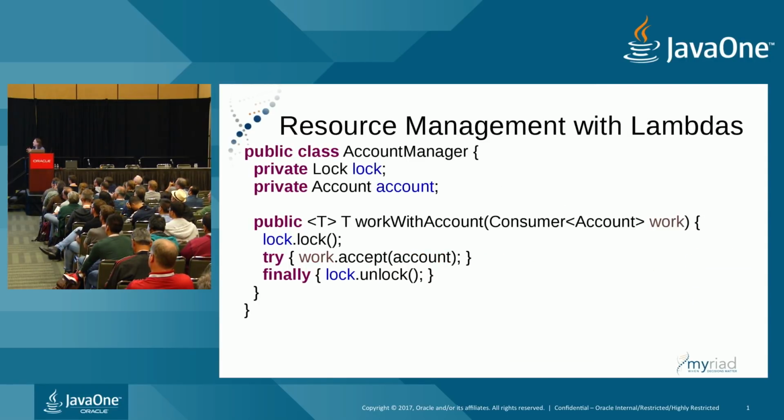And we get something like this. We say, okay, here's an account manager class. And there's a lock inside, and there's an account inside, but note they're private. The public thing that we offer, the API that we offer, is the ability to work with the account. And this API will handle getting the lock, and then doing the work that is specified, and then finally unlocking.